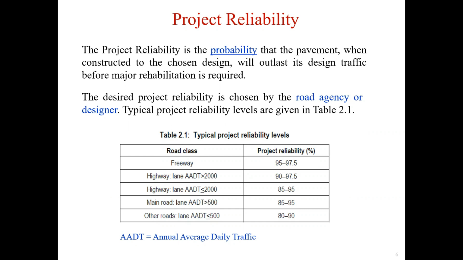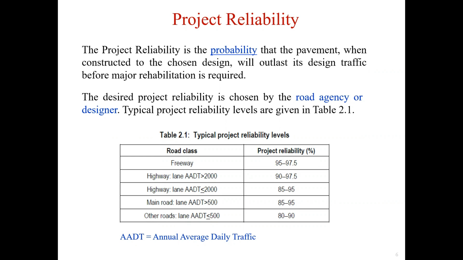The project reliability is the probability that the pavement will outlast its design traffic before major rehabilitation. Normally, the road agency or designer chooses the design project reliability. So typical project reliability levels are given in this table below. The project reliability is selected based on the class of the road, either freeway, highway, or other type of road.